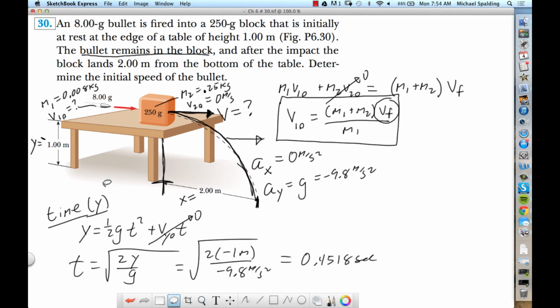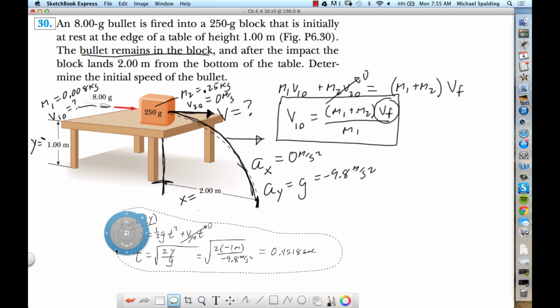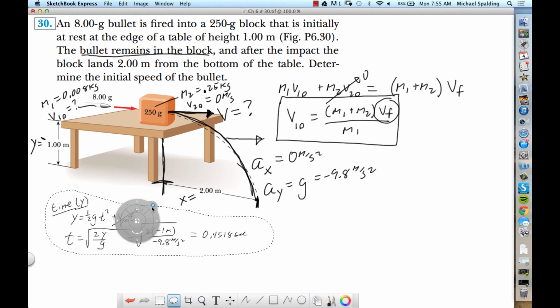So now that we have time, oh man, hold on, I'm almost done. So now that we got time in the air, just pack up quietly so I can just finish this.